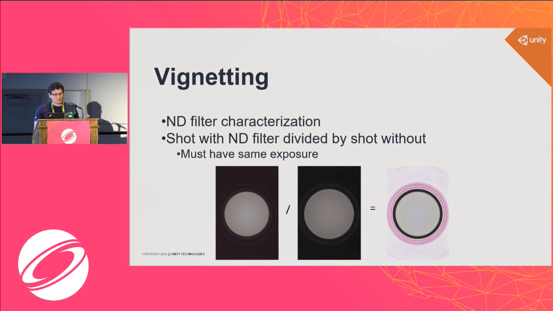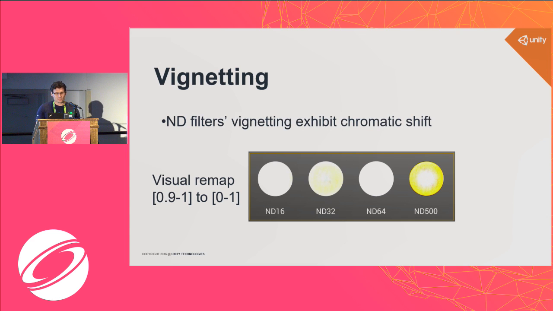We use the same setup to characterize our ND filters. To recover the vignetting, we divide the picture taken with the ND filters by one taken without the ND filters. The ND filters are not always homogeneous and have a very slight chromatic shift. We can see it on the image here in yellow. The image shows the vignetting characterization of our various Hoya ND filters. It means that there is a very slight blue tint, and the image has been rescaled so you can see it.